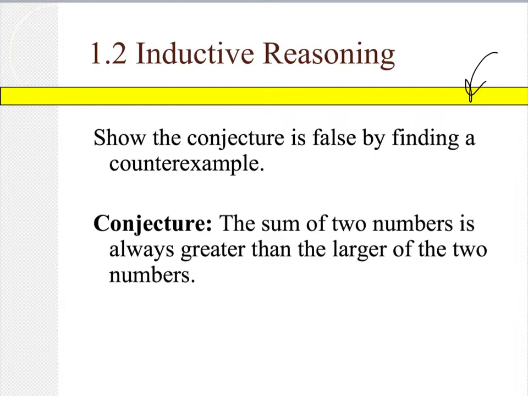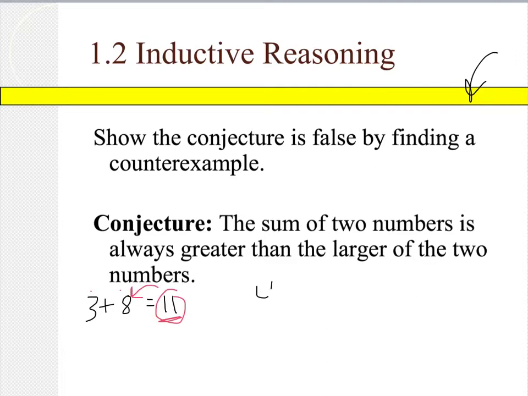Alright, so this conjecture says the sum of two numbers is always greater than the larger of the two numbers. Okay, so if I'm looking at two numbers, 3 plus 8. 3 plus 8 is 11. It says the sum is greater than the larger of these two numbers here. So is 11 greater than 8? Yes, it is. All right, so that didn't disprove it.